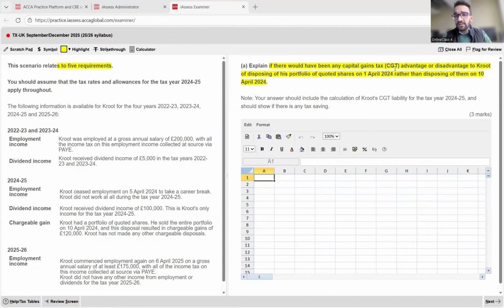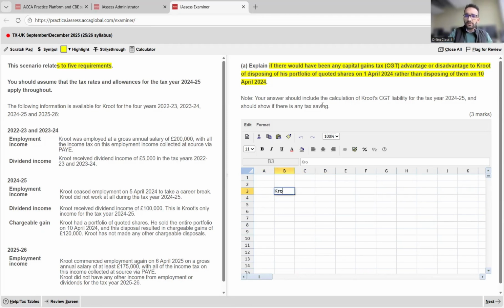Now, see what is the concept? What is the requirement? The requirement is: what if disposing of the portfolio on either of two dates. There are 3 marks. Make it very simplified. Do not confuse. Focus on the requirement and the calculation of tax for the year, and whether there is any tax saving. Okay, let me just give you an idea.